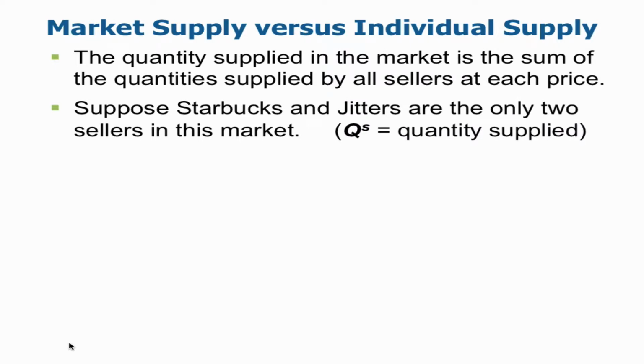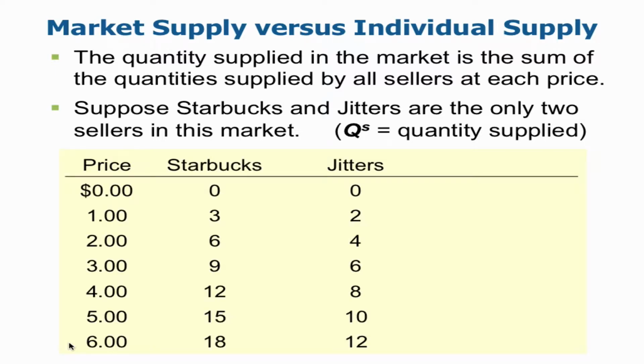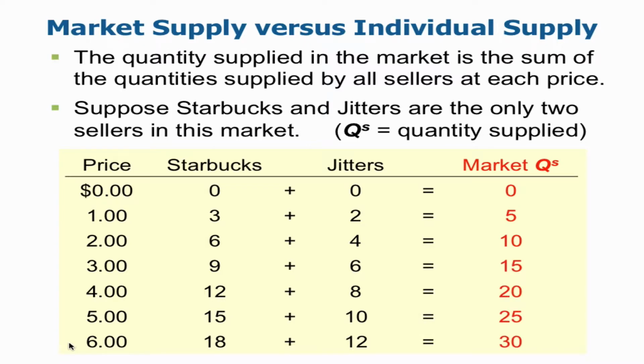So quantity supplied is the sum of the quantities supplied at each price. This is just the same thing as we did with demand, but we're doing it with supply. Starbucks and their down the street competitor Jitters are our two latte suppliers. And so it is the total amounts that they will supply at any given price that give us our market supply. Any questions on this?